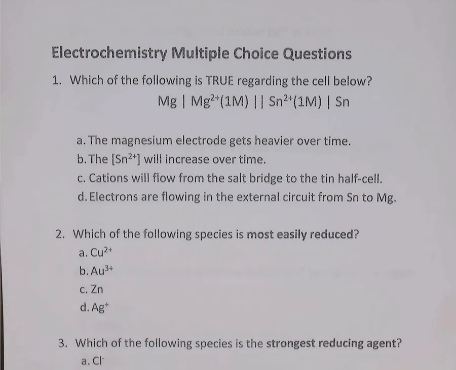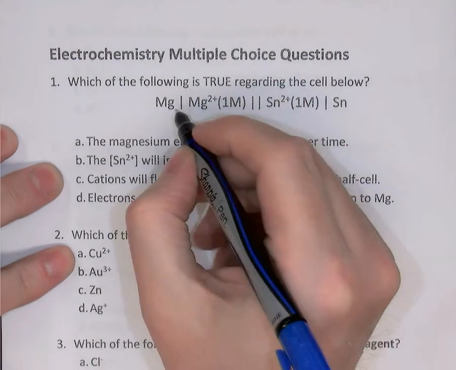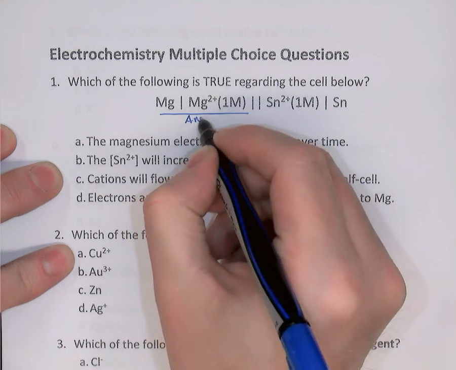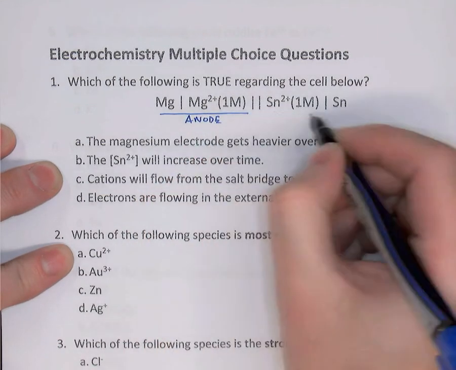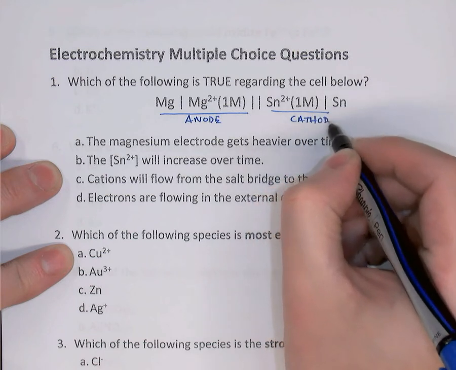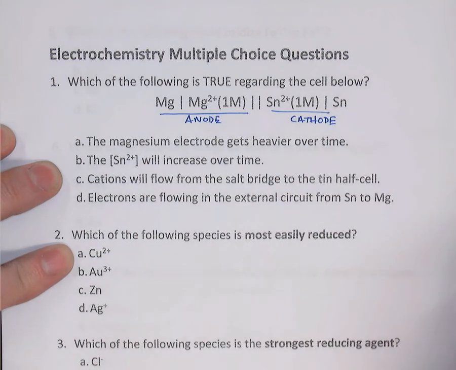So the first question, which of the following is true regarding the voltaic cell described here using line notation? Pause the video and see if you can do this. So in line notation, we know that the first half of the line notation is the anode, and the second half is the cathode. We don't have to look that up. We just know the anode always comes first when you describe a cell using line notation.